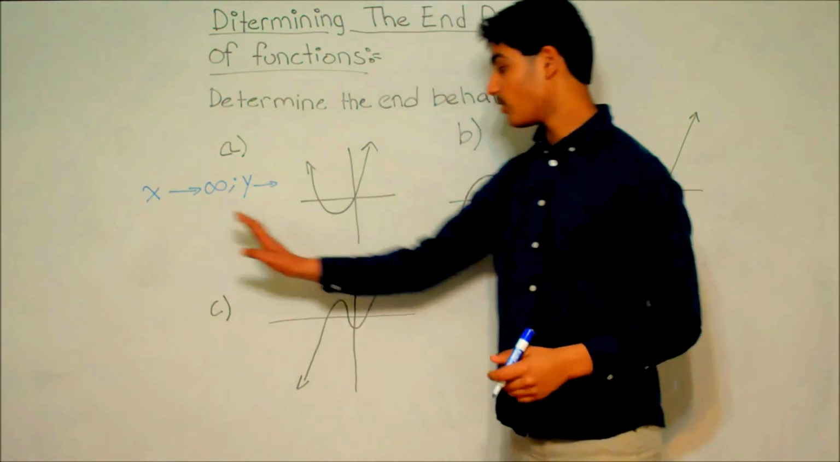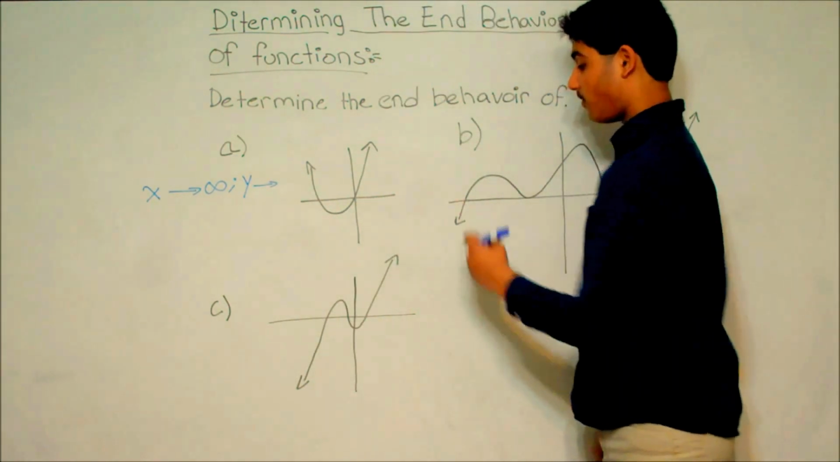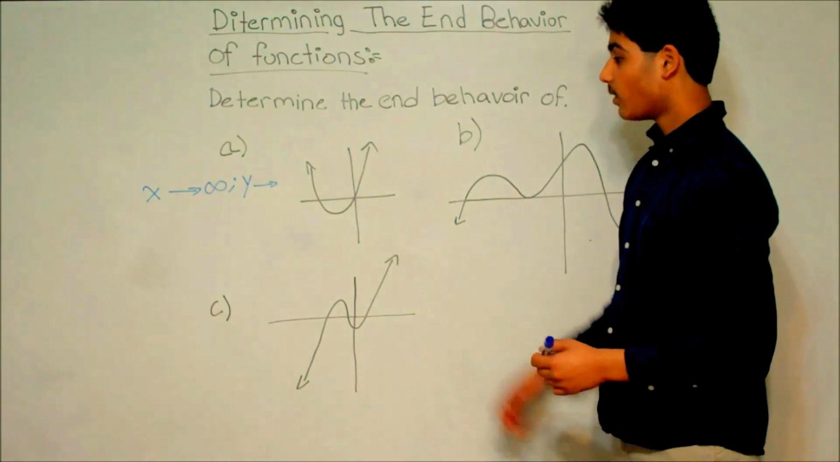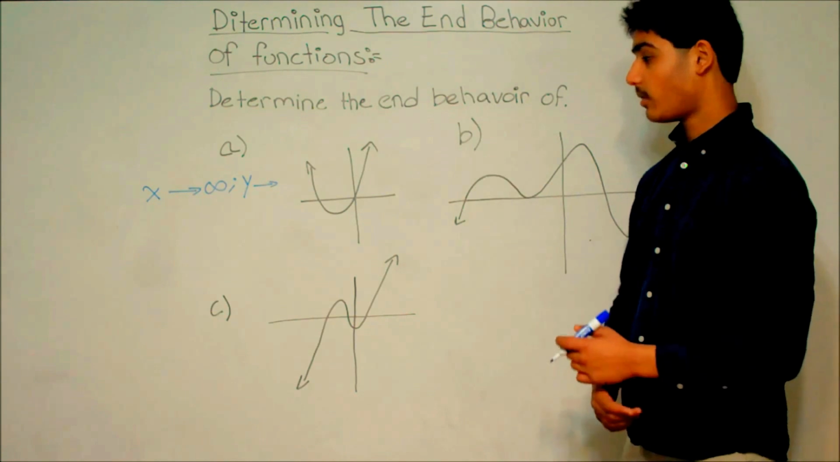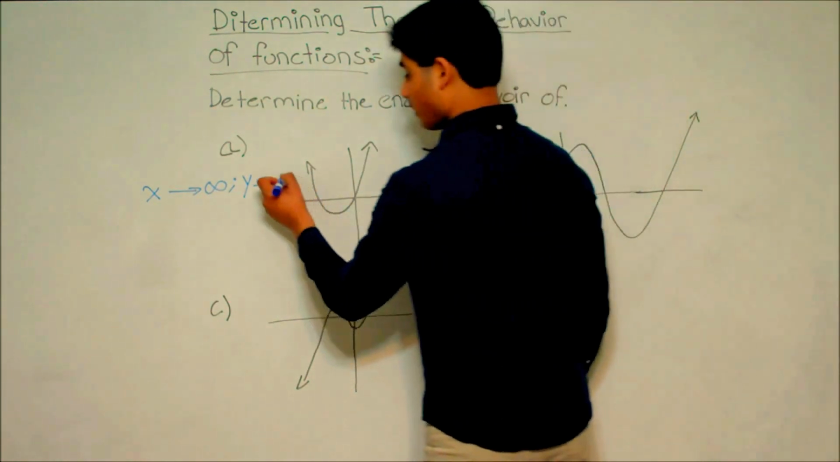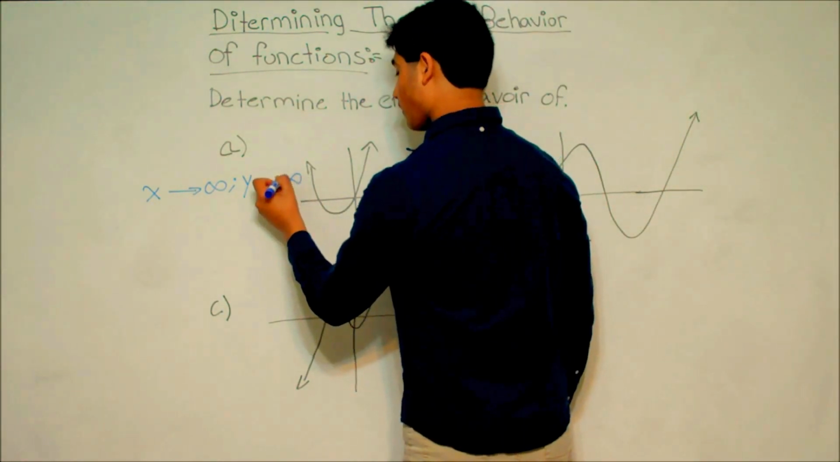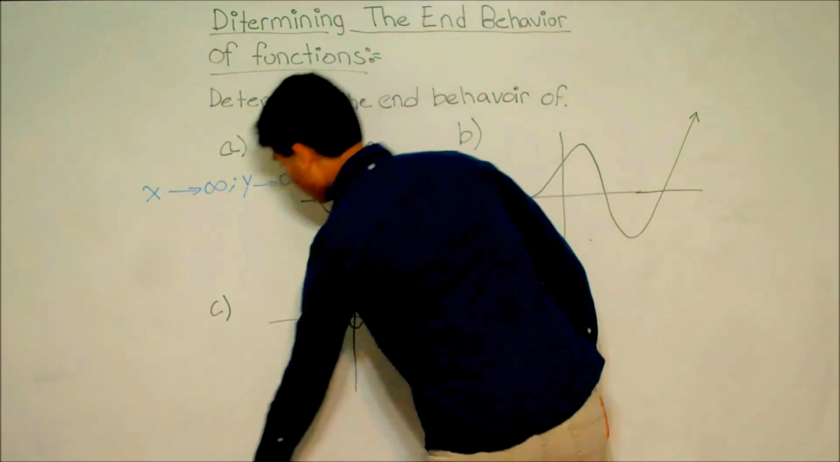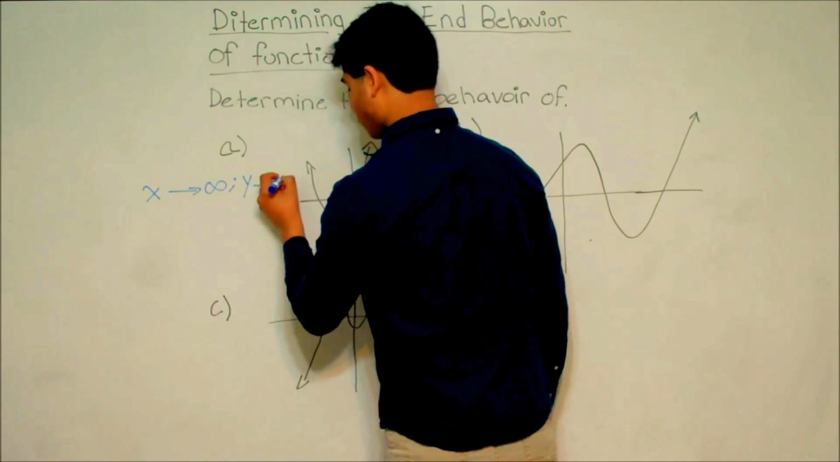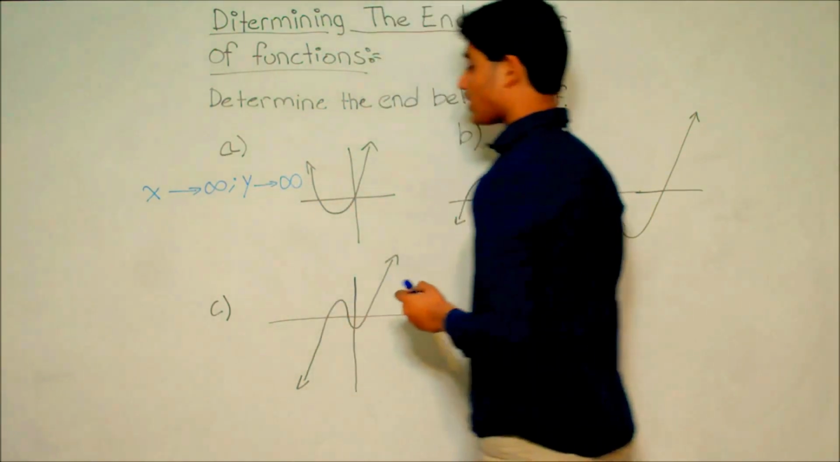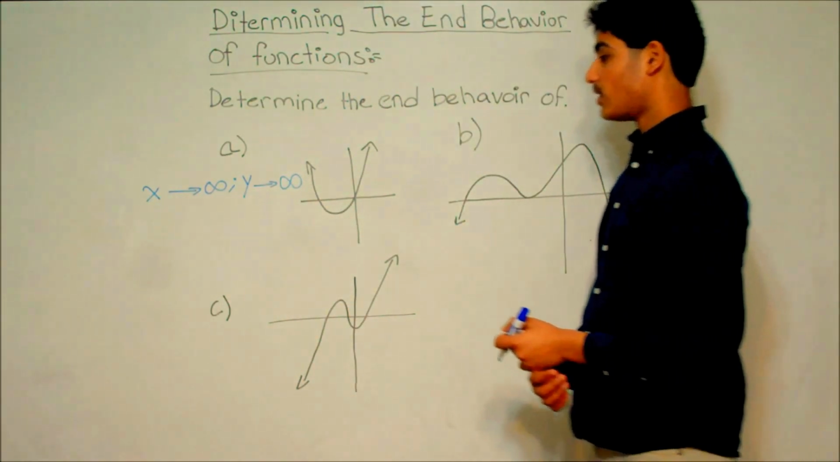So as x goes to infinity, that means as x travels farther and farther this way, we know that on graph A, y travels farther and farther this way, which is infinity. So as x travels to infinity, y travels to infinity.